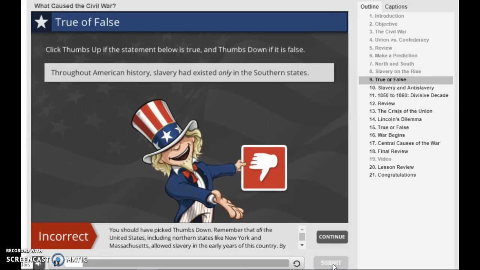You should have picked thumbs down. Remember that all the United States, including northern states like New York and Massachusetts, allowed slavery in the early years of this country. By the 1800s, however, the North had banned slavery while it still thrived in the South. This eventually led to a great division between the two regions.